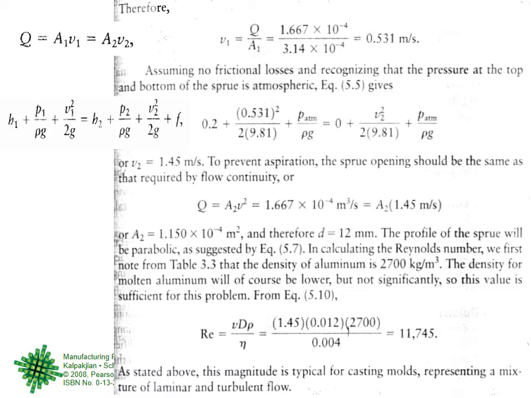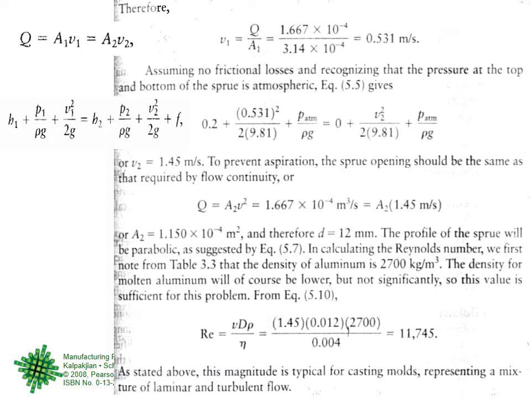You have found now the velocity at the bottom. So the first part of the question is over, right? Now, what was the second part of the question, right? That what should be the area at the bottom? What should be the area at the bottom to avoid aspiration and so on, right?